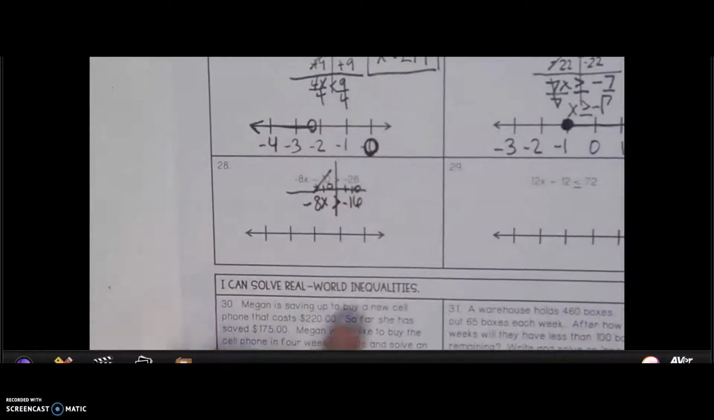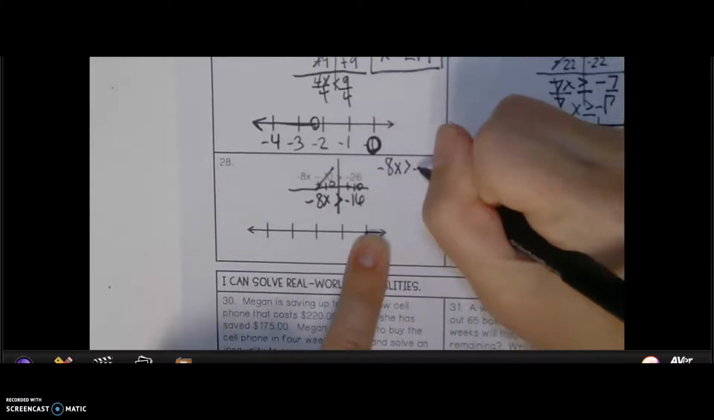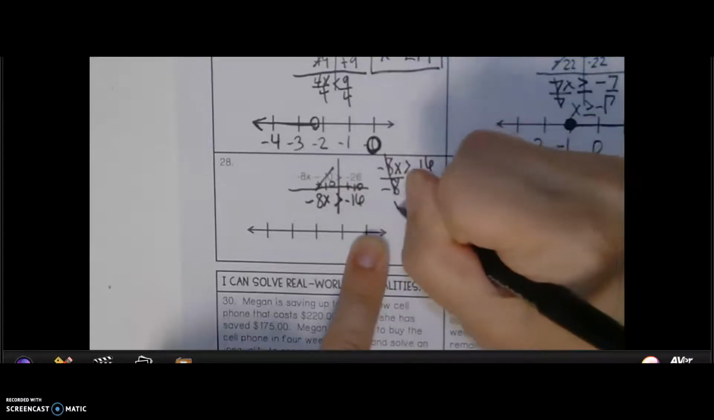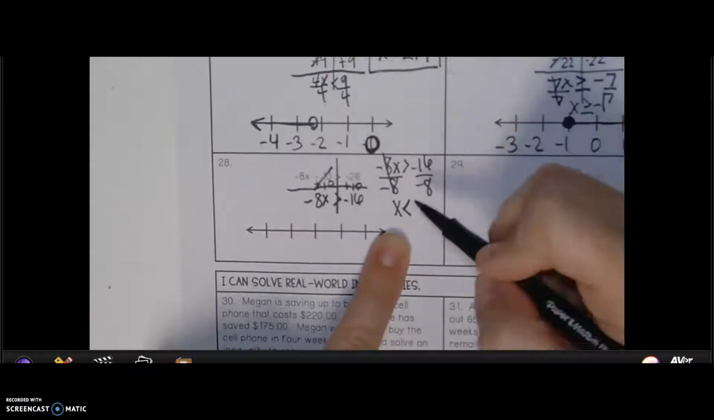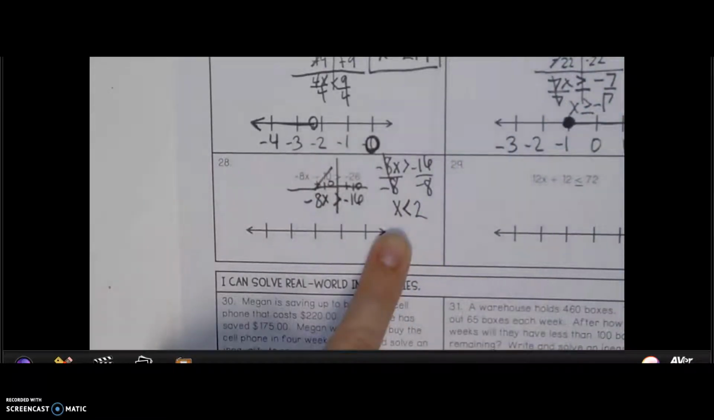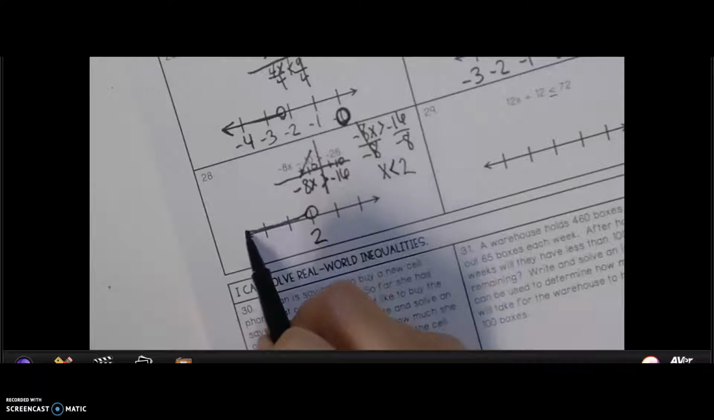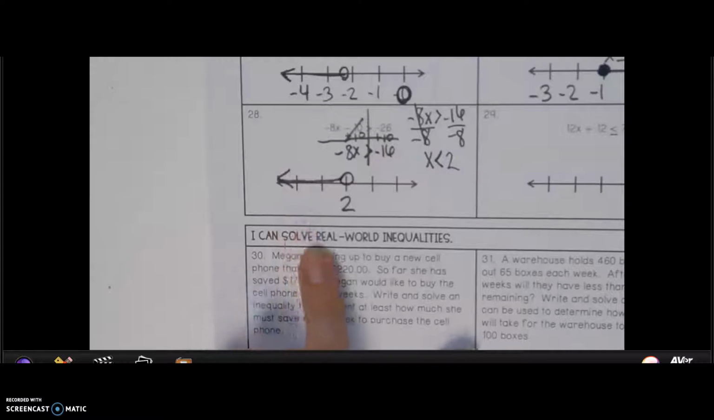Okay, I'm going to start writing this over here because I'm going to run out of space. Negative 8x is greater than negative 16. I'm going to divide each side by negative 8. That would give me x by itself. I divided by a negative, so I've got to switch my inequality symbol. And negative 16 divided by negative 8 is just going to be 2. So x is less than 2. So 2 would get an open circle, not included, and everything to the left of 2 that is less than 2 would be included in the solution.